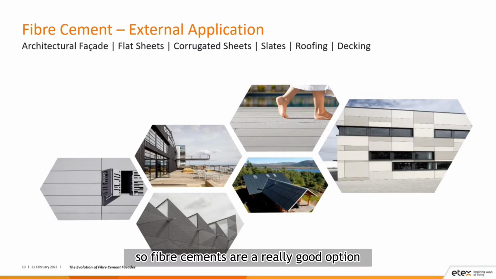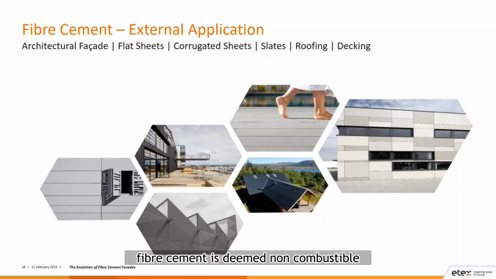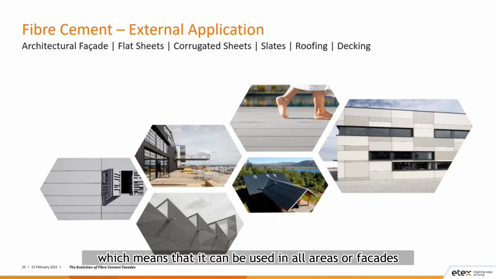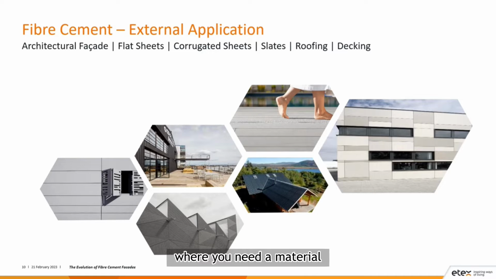So fibre cement's a really good option for external applications. In Australia, fibre cement is deemed non-combustible, which means that it can be used in all areas or all facades where you need a material which isn't going to combust, I guess is the nature of it, but can be used in all buildings in Australia without any issue. It doesn't need to be tested. It's deemed as non-combustible. So that means it's a really good option for external applications.